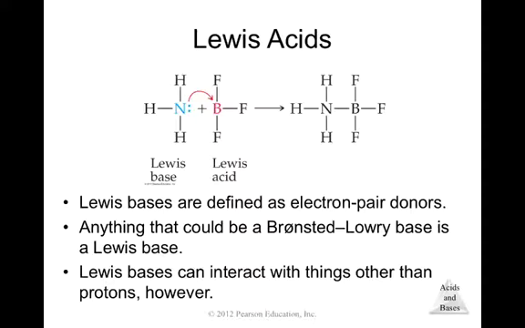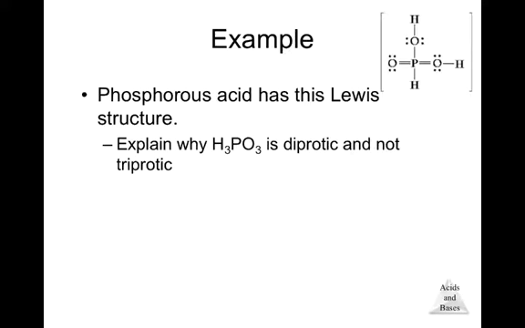And Lewis bases can interact with things other than protons, though. So for example, phosphorus acid has this Lewis dot structure over here. So think about this. Why is H3PO3 diprotic and not triprotic? So there's 3 hydrogens, but why isn't it considered a triprotic acid?